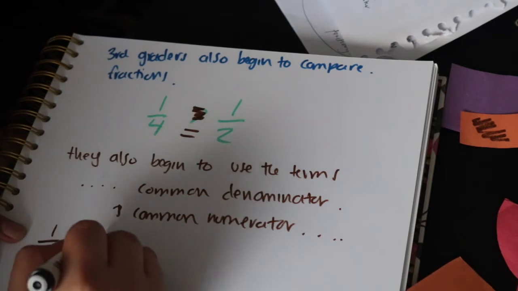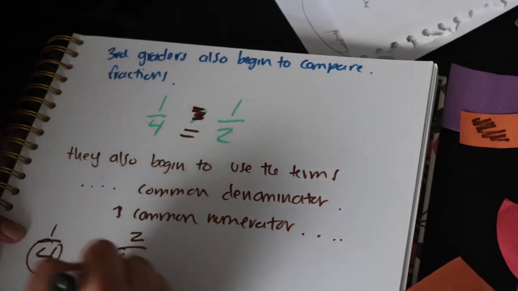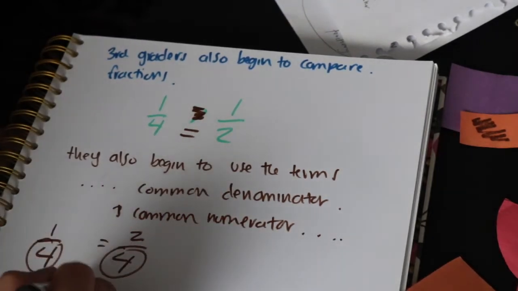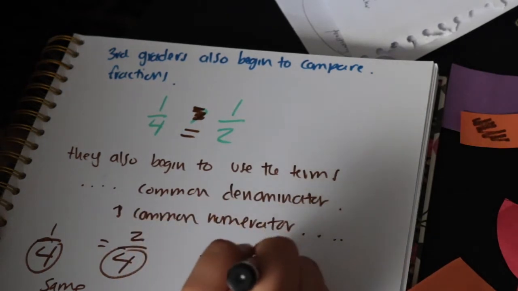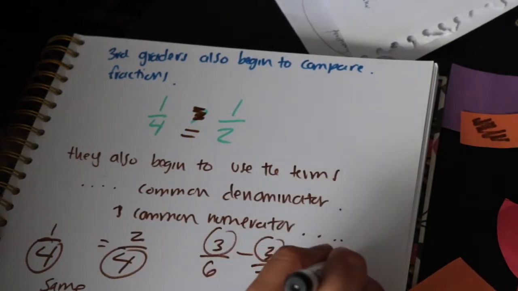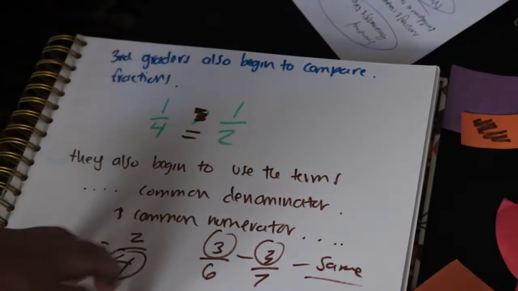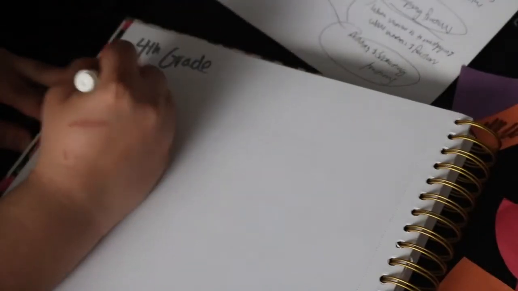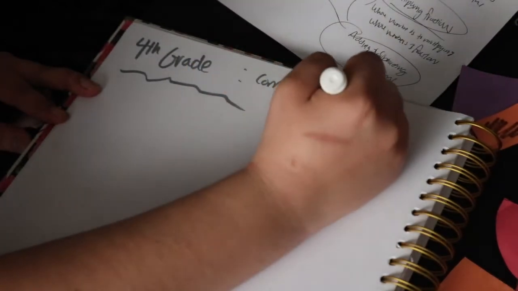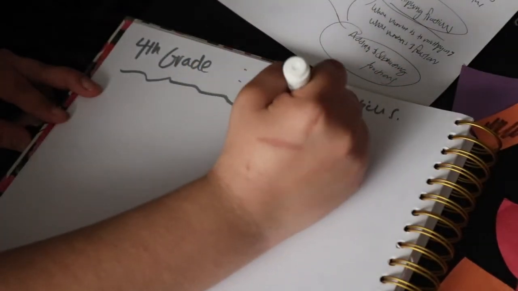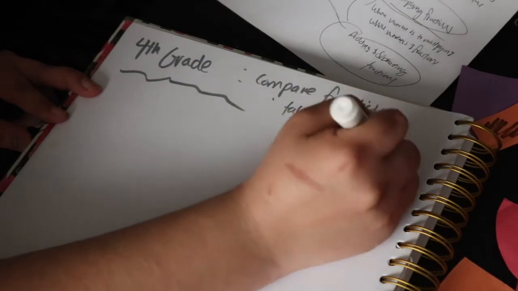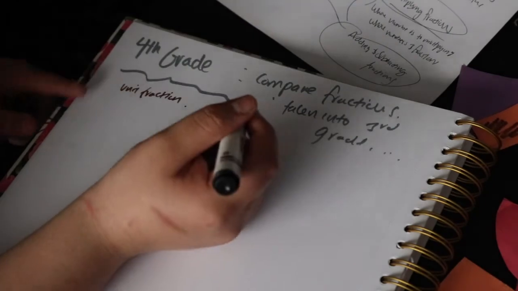They also begin to use the terms common denominator and common numerator and the difference. So they can see that 1/4 and 2/4 have the same denominator, and 3/6 and 3/7 have the same numerator. Using that information that they learned in third grade, with a lot of information that they did learn, they take it into fourth grade. Fourth grade is even a greater step into taking on fractions.